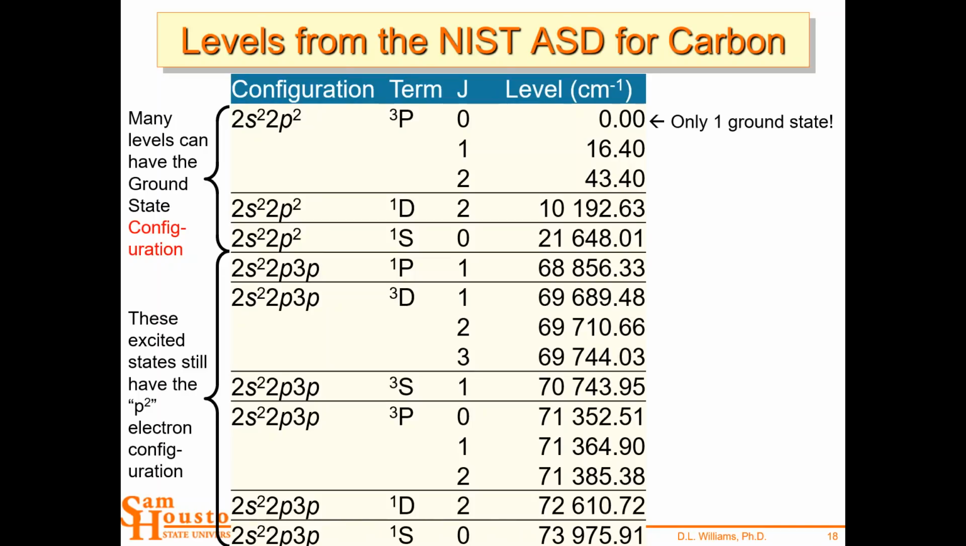And here's the 2s2, 2p2. It's a triplet P0. That happens to be the ground state, and there's only one ground state. So that's the lowest energy electron configuration for carbon.